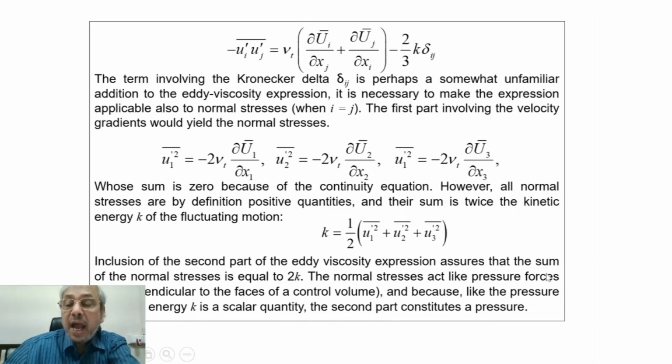The normal stresses act like pressure forces, that is, perpendicular to the faces of a control volume. And like the pressure itself, the energy K is a scalar quantity, so the second part contributes to a modified pressure. So now it is consistent. It produces, of course, for all normal stresses 2/3 K, 2/3 K, 2/3 K. That 2/3 K can be absorbed in the pressure, and then everything is consistent.